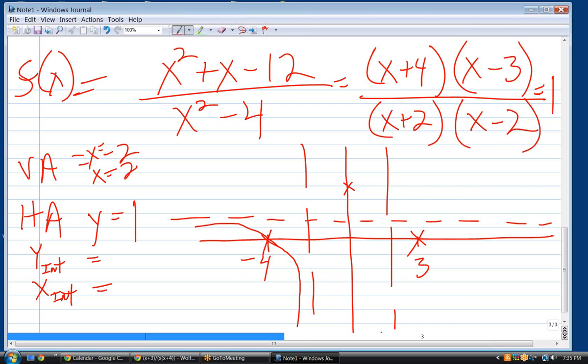Well, that would mean that that has to equal that. That's when y would be equal to 1. Let's see if that has a solution. I'm running out of room, but I'll work right here. Does (x plus 4)(x minus 3) equal (x plus 2)(x minus 2)? If this has a solution, then we do cross this horizontal asymptote.